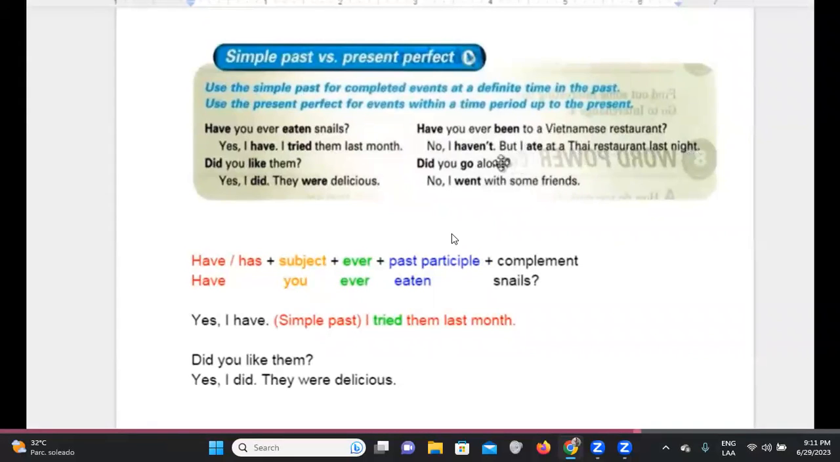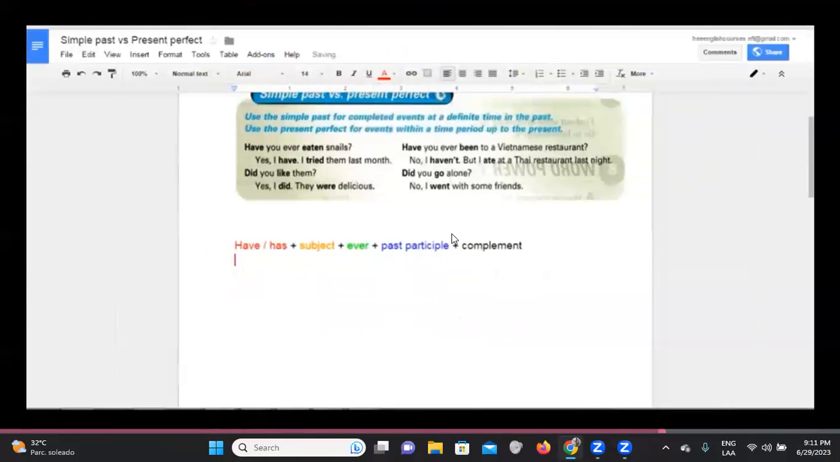So as you can see, we use a combination of both the present perfect and the simple past to talk about things that you either started in the past, continue to the present. And then when you want to go into talking about a past experience, that's when we use the simple past. So let's see if we can do a couple of more questions.